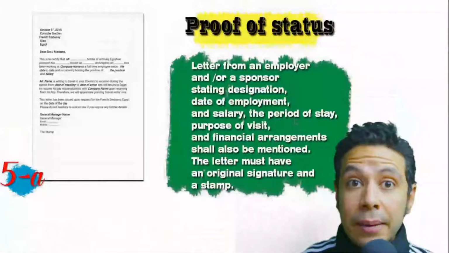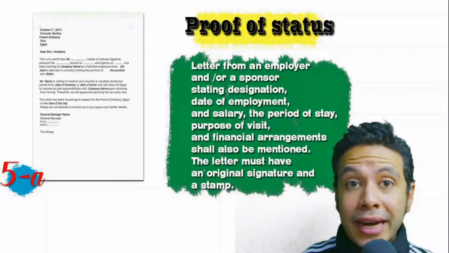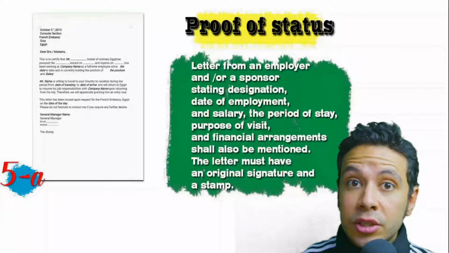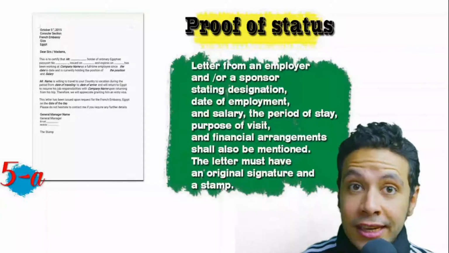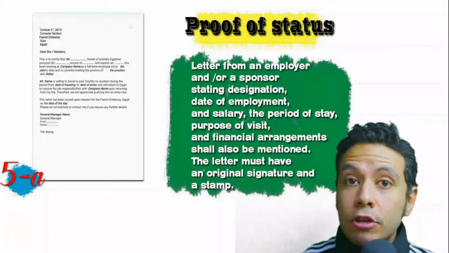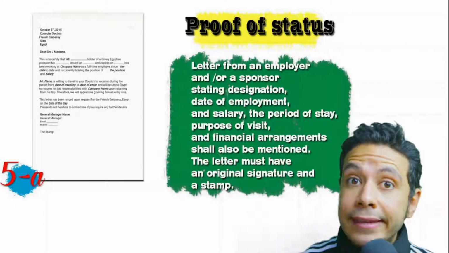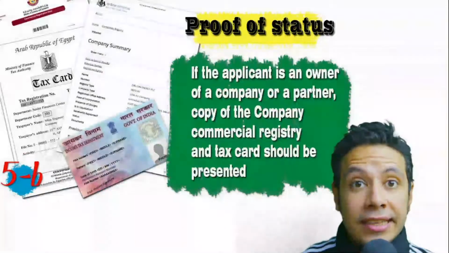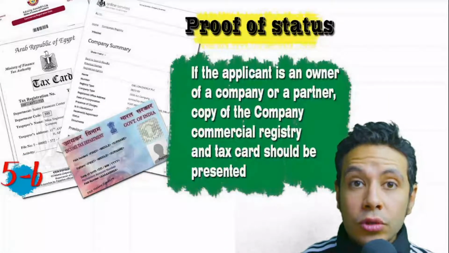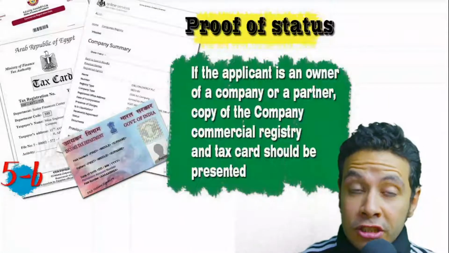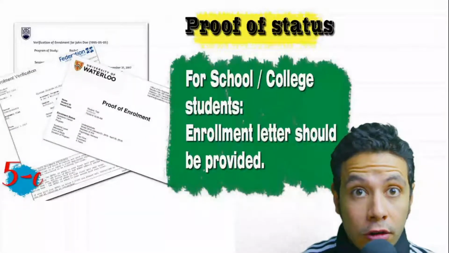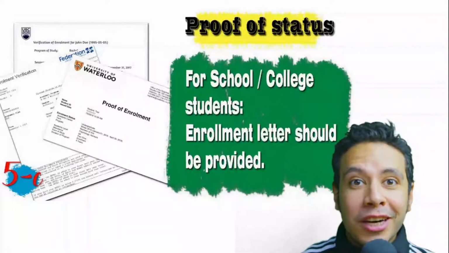In most visa application processes you will be required to provide proof of status. For example, if you are an employee, you will have to provide a letter from your employer or from your HR department mentioning your name, your work details, and your salary. Both the address and contact numbers should also be mentioned in that letter. And all letters must have an original signature and a stamp. But in case you are the owner of the company or you run your own business, then your commercial registry and your tax card must be presented.